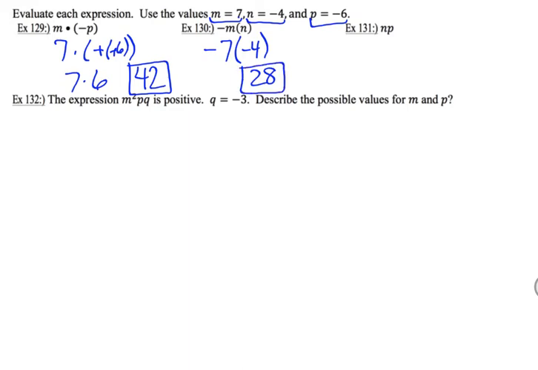Example 131. N is negative 4, p is negative 6. Okay, ignore the signs and multiply, you get 24. Now negative times negative is positive, so it is positive 24.